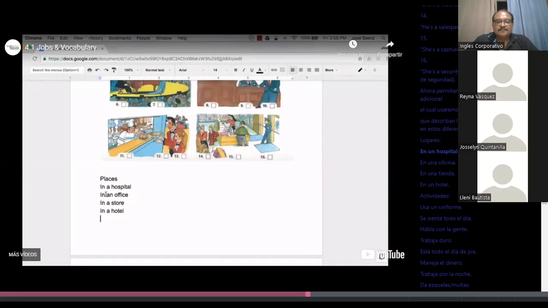Pilot? Where do we find a pilot? In plane, airplane. Plane, yes, airplane. Airplane or plane. Okay, aeroplano o avión. Good. A police officer. Police station. Police station, yes. That's correct. Police station. In the, yeah, yes, at the PNC.